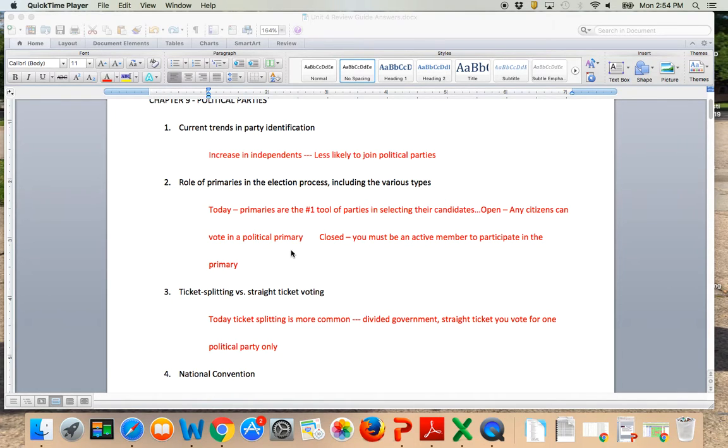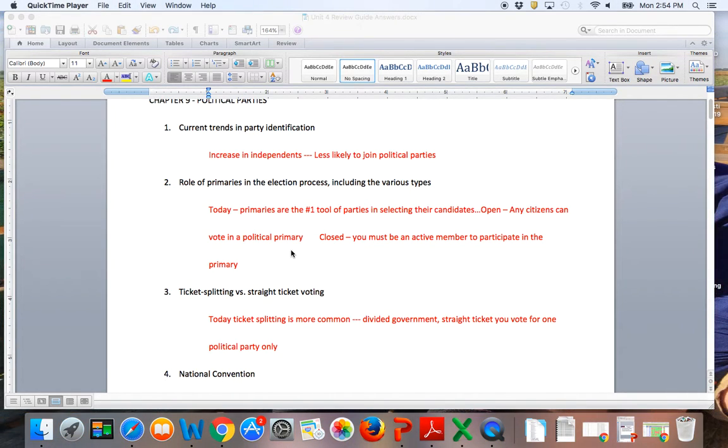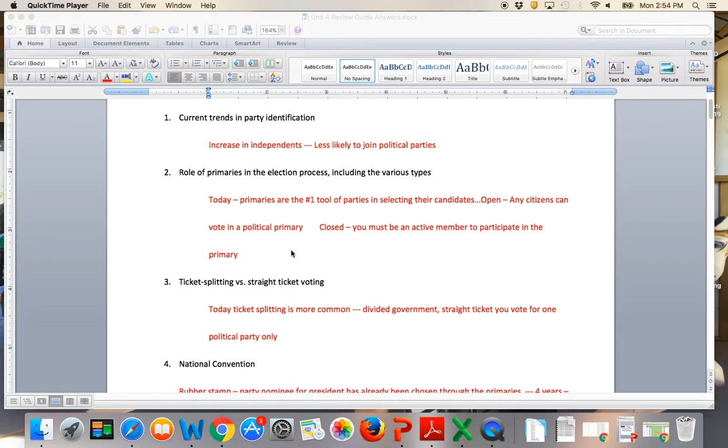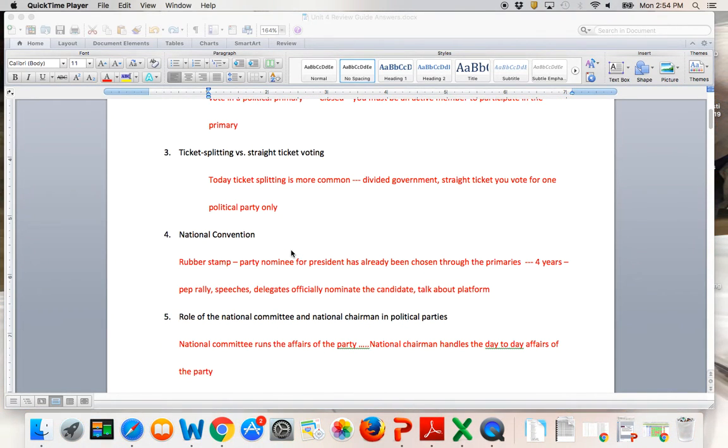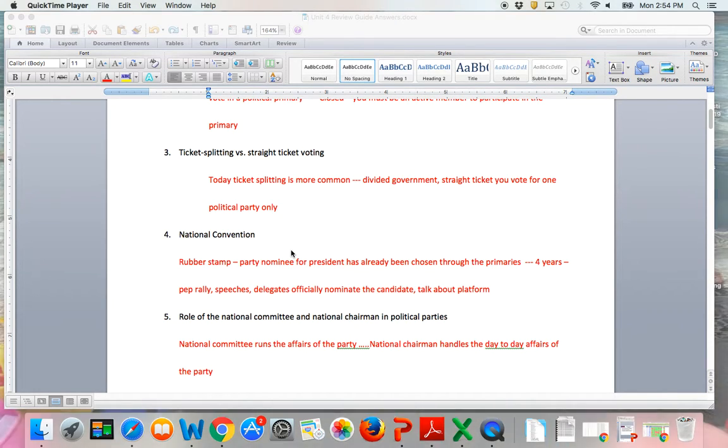There's two ways to go about it. For voting in states, they have open primaries where any citizen can vote. They just pick which ticket they would like, the Democrats or Republicans, or a closed, which kind of limits the access. You have to be an active member in a party to actually participate in a primary. A lot of people split ticket vote today, where they're choosing candidates based on maybe ideas or past performance rather than just straight ticket, which is voting for one political party only.